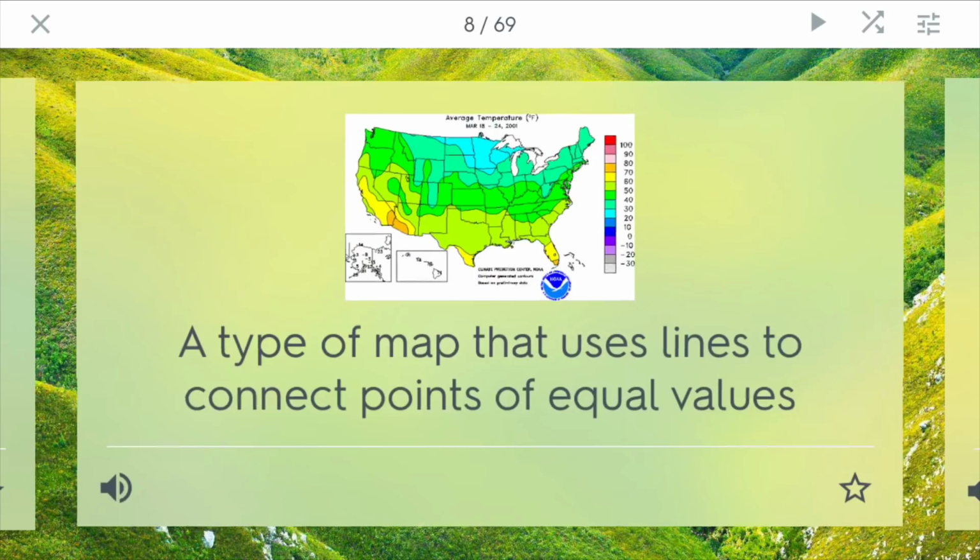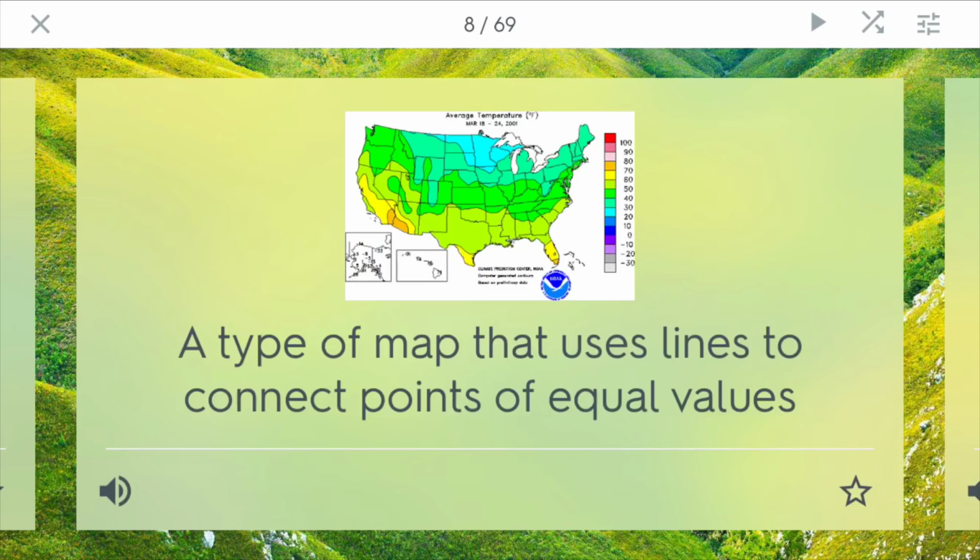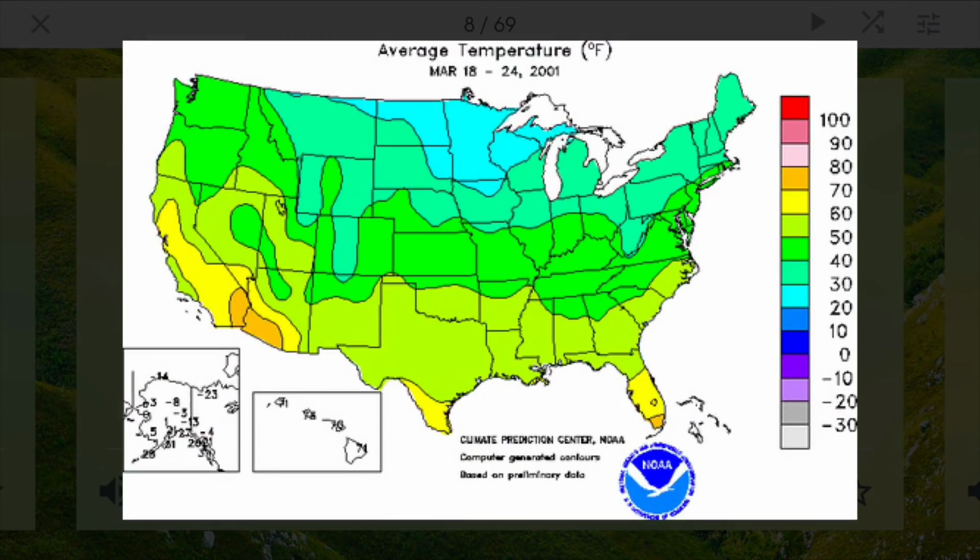An isoline map is a type of map that uses lines to connect points of equal values. So this is used by the National Oceanic Administration, I think, and this maps out the different temperatures across the United States, and it categorizes it using colors.